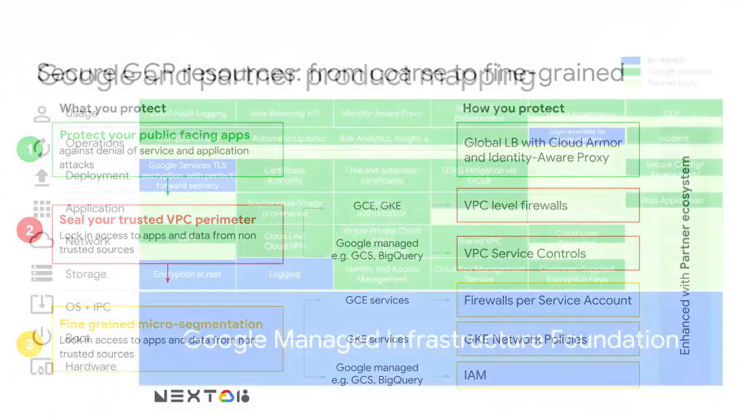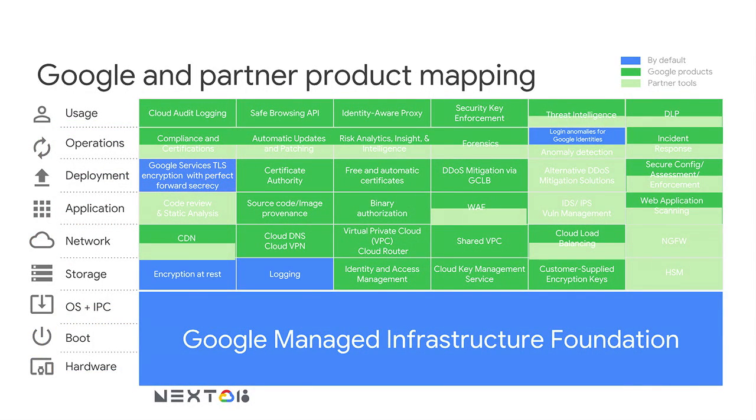I'll just show you a quick picture. I will not cover all these boxes here, but this is just a quick view to explain how partner products complement what Google does. There's a foundation infrastructure level that is covered by Google, but if you go above that level into storage and network, you'll add on partner products to provide complementary security services.